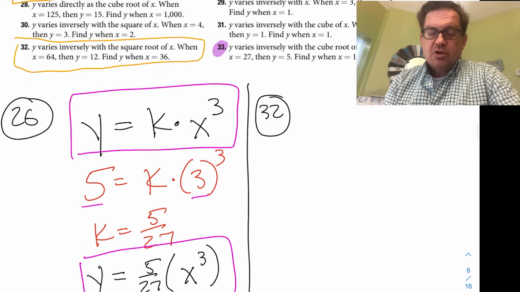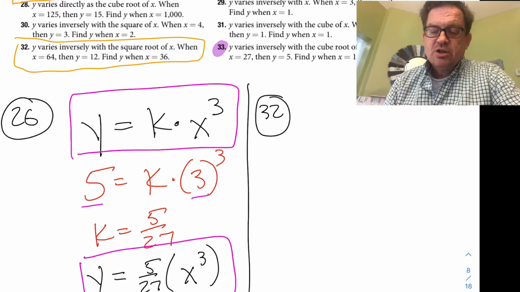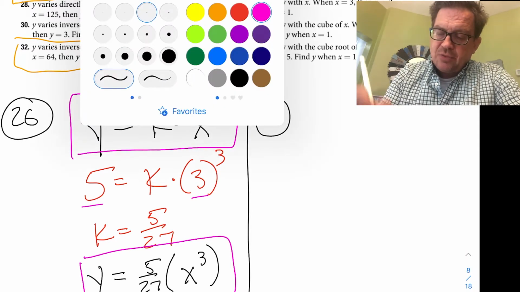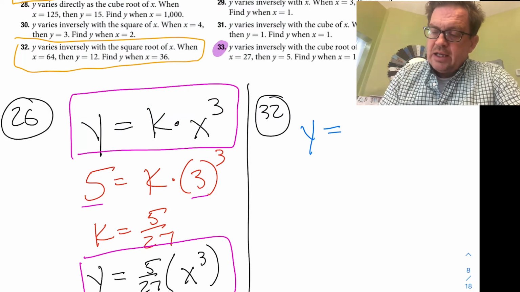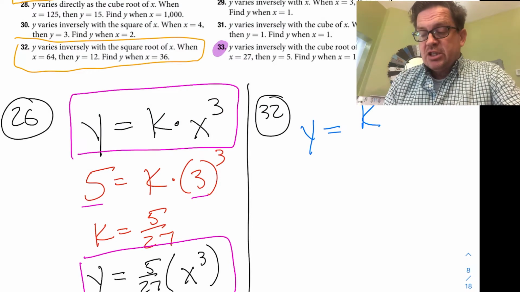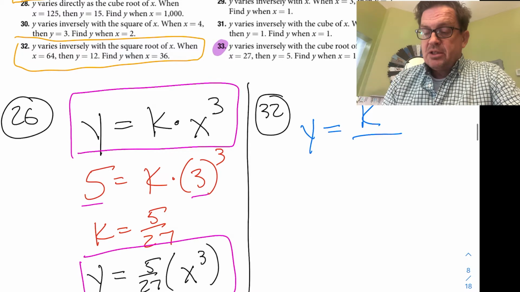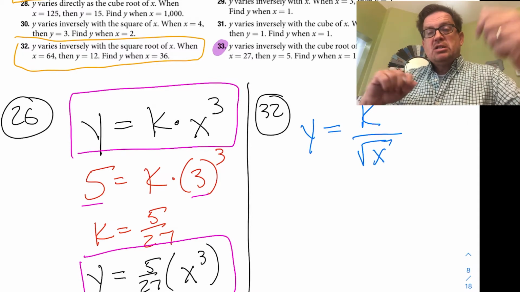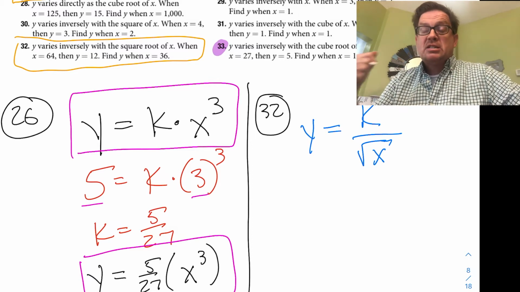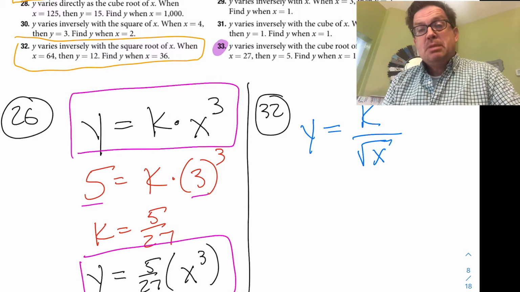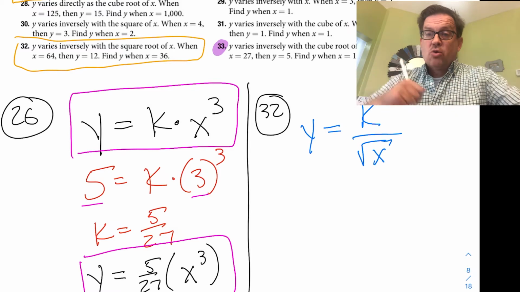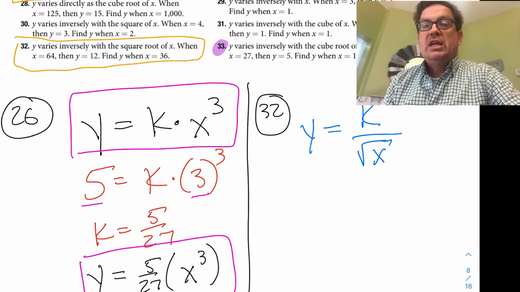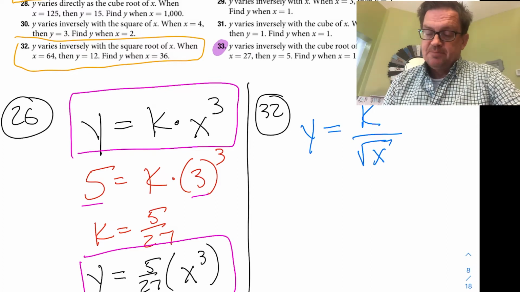Similarly, you could have number 32, where y varies inversely with the square root of x. So what that means is y is proportional to, if it's inversely, it's divided by some power of x. And in this case, they say it's the square root of x. So inversely means they go opposite. So x is in the denominator. As x gets bigger, y gets smaller. So they go opposite, and the rate at which it gets smaller is the square root of x.